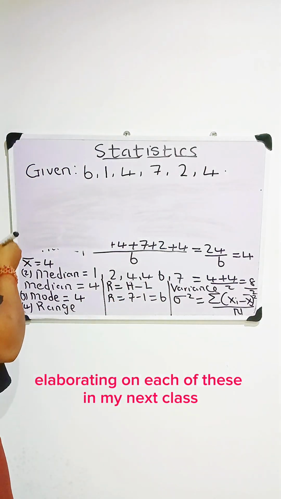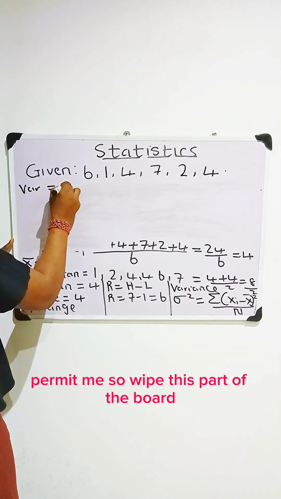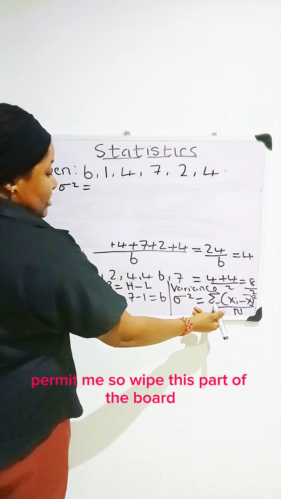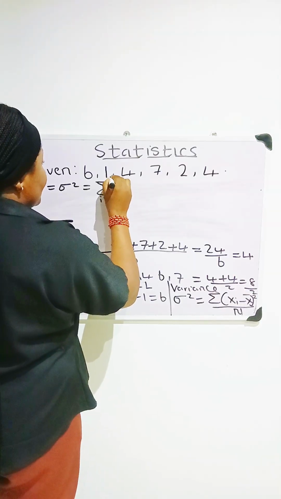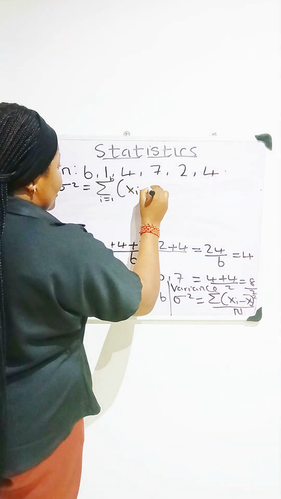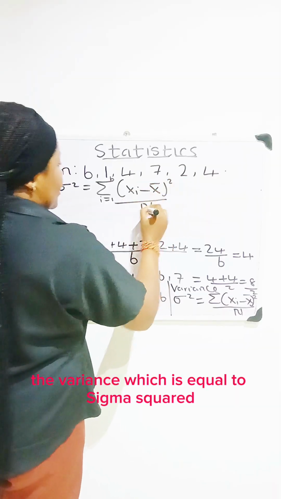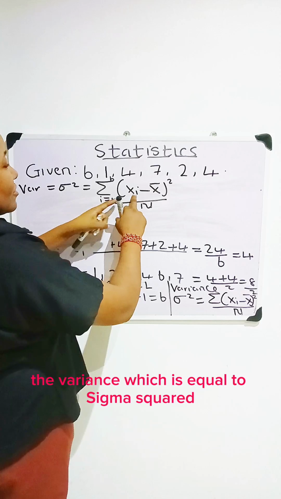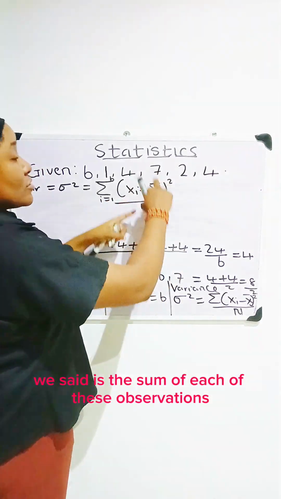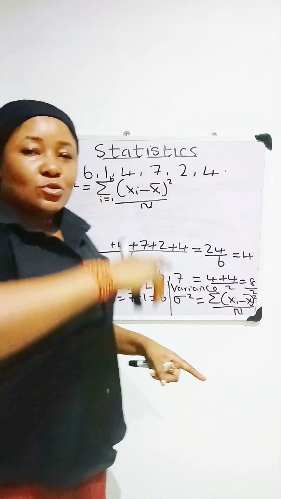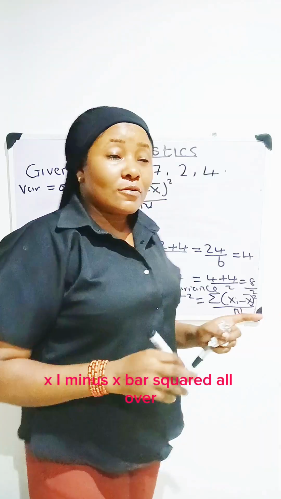So when we proceed as this, the variance, which is equal to sigma squared, we said is the sum of each of these observations. There are 6 of them, xi minus x bar squared all over n. It simply means you take the first observation, subtract it from the mean, you square it, add it to the second observation, subtract it from the mean, you square it, and you continue to the last observation, and then you divide it by n, where n is the number of observations.